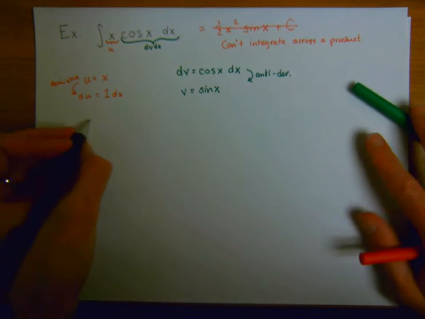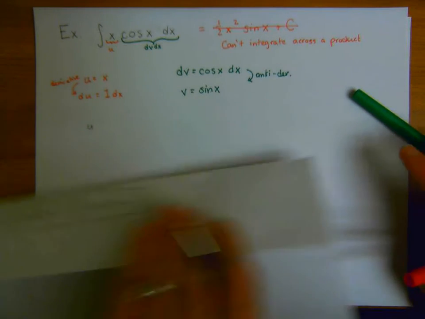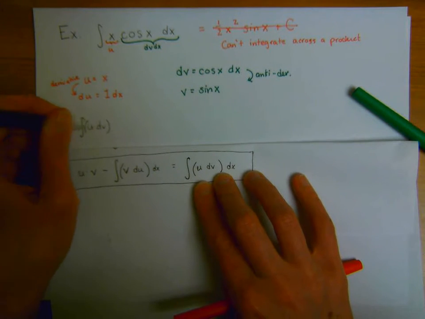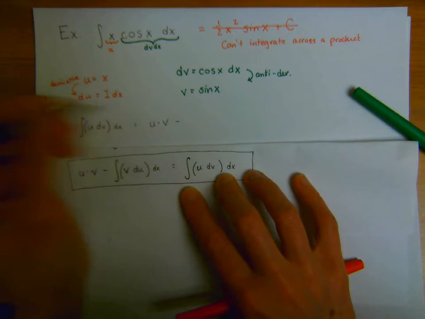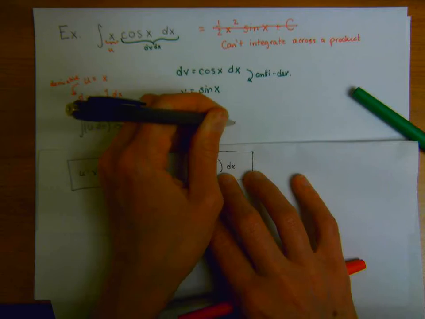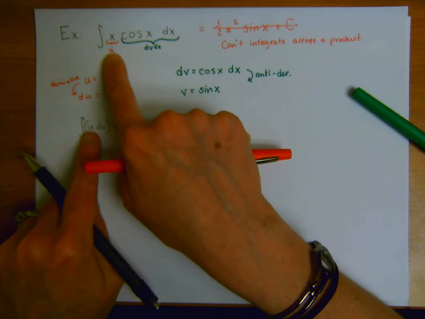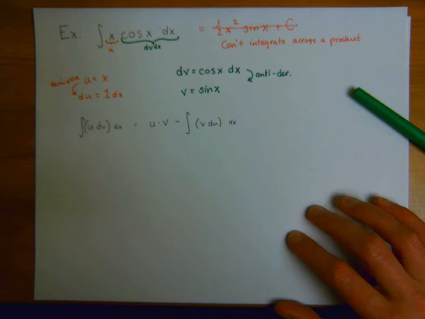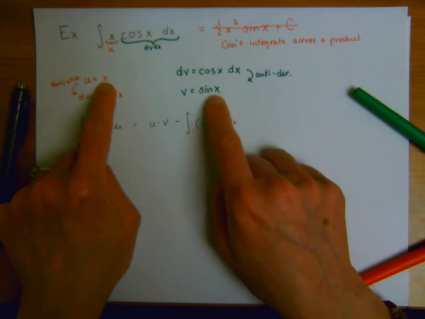Let's remind ourselves of the rule. The rule is that the integral of u dv dx is equal to u times v minus the integral of v du dx. So let's put all these pieces together. I started with the integral of u dv, because that's how I set this up. And now I'm going to need to know what the other pieces are. In this case, u times v is going to be x times sine of x.